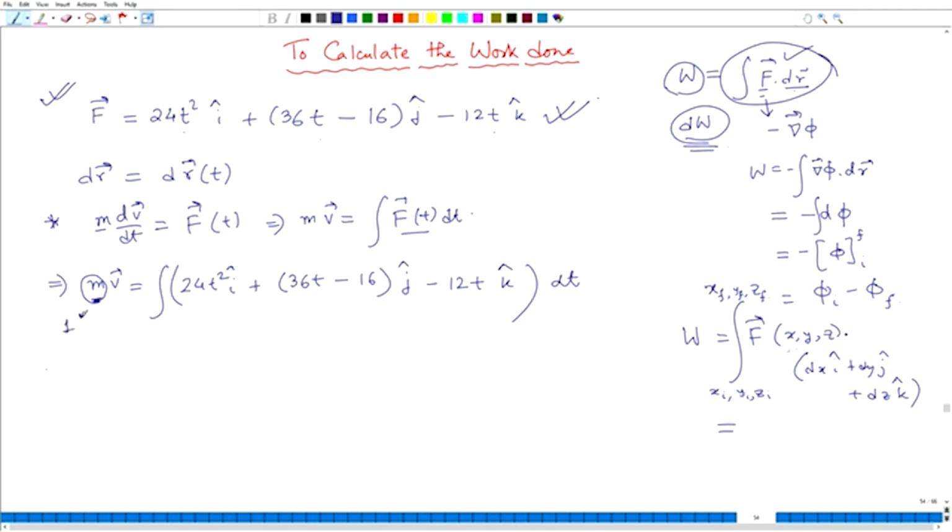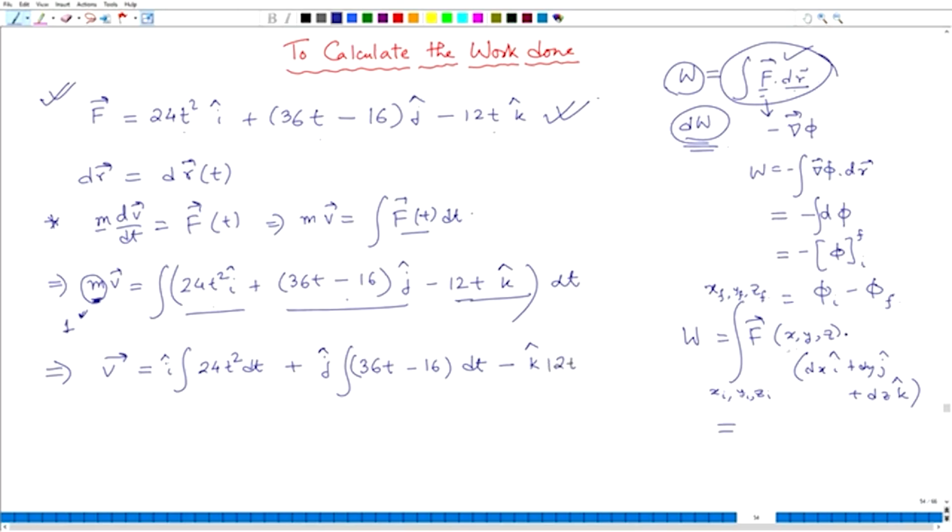So, I can forget this, then my v will simply be equal to, if you integrate this, v will be. Now, you see this is a vector integration. So, it has 3 parts, but the 3 parts are independent. So, I just write the unit vector for each part. So, i cap will be multiplied with simply the integration of 24 t square dt, plus j cap times the integration of (36 t minus 16) dt, and finally minus k cap, you will have the integration of 12 t dt.